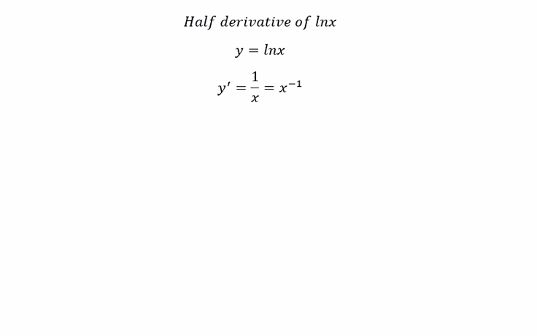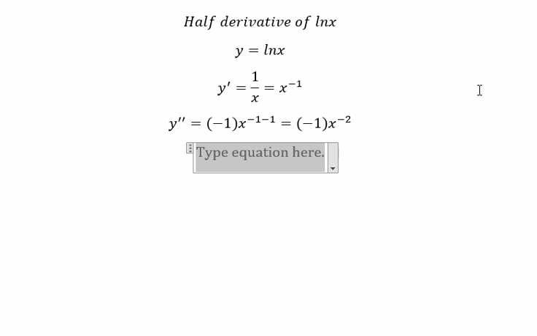Next, we have the second derivative. So we have negative 1, and we have x to the power of negative 1 minus 1. So you get negative 1 multiplied with x to the power of negative 2. Next, if we do the third derivative, we get negative 1 multiplied with negative 2 and x to the power of negative 3.